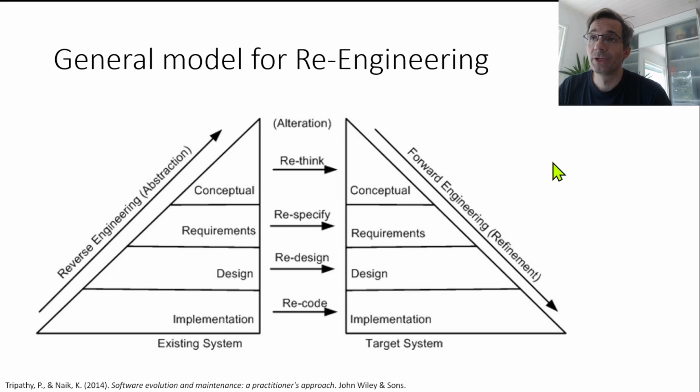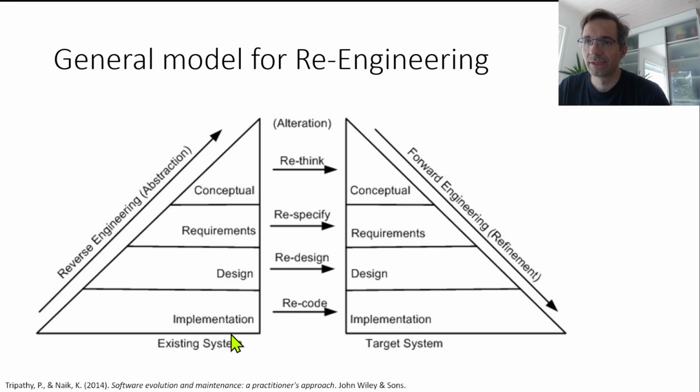So the general model of re-engineering is in this figure. We have the reverse engineering cycle, which is the abstraction, and forward engineering, the refinement. We have an existing system and we have a target system. And we can do alterations in any of these layers. So we can do implementation. At the implementation level, we can recode the implementation from one language to another.